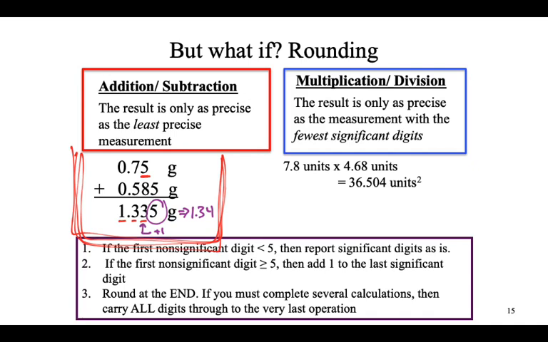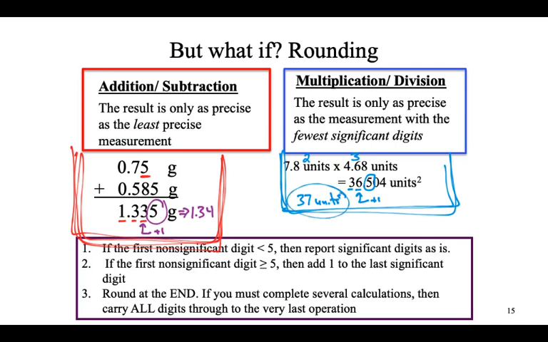Okay, multiplication division. My answer is only as precise as the fewest number of sig figs. 7.8 has 2. 4.68 has 3. How many should show up in my answer? 2. So 3, 6. 5 is the first insignificant, so add 1 and my answer becomes 37 units squared, yeah? Cool?